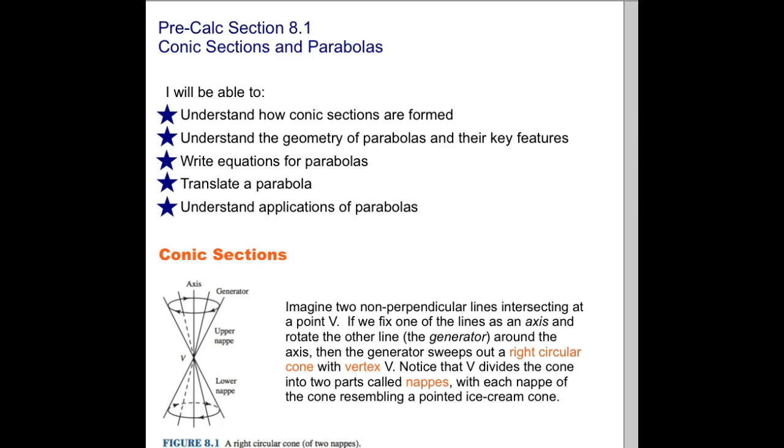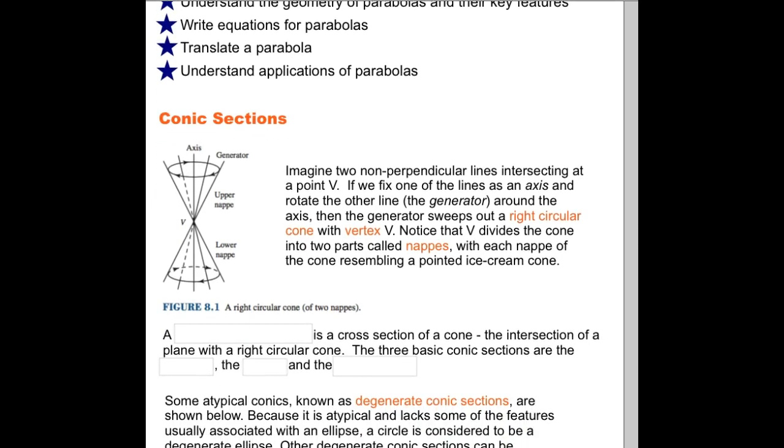Conic sections. If you took an axis, just a nice vertical line, and then you had a second line that was diagonal to that, when you start spinning that diagonal line, it creates the cone. And it's called a double cone. You've got 2 cones upside down on each other.